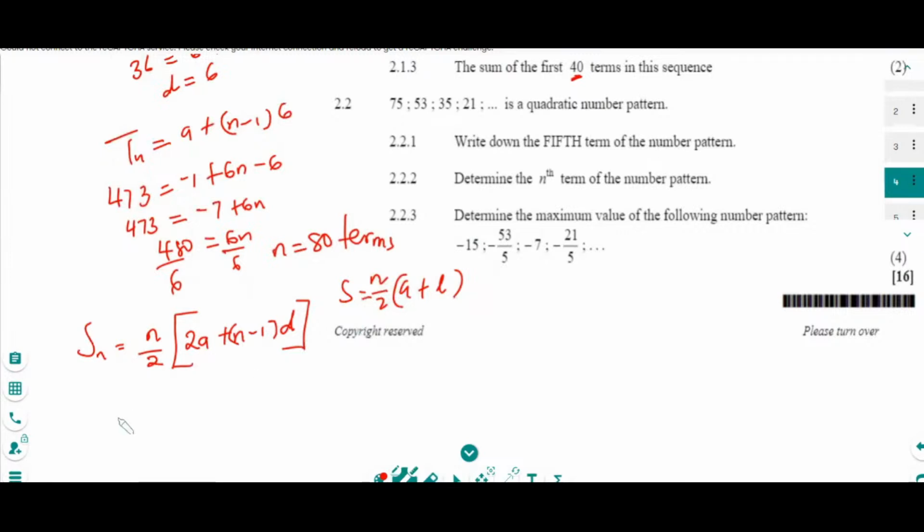So S40 is going to be 40 over 2 into 2, remember, our first term was negative 1, plus 40 minus 1, that's 39, and then we multiply this by 6. As soon as you've shown us the formula you're using and the substitution, we expect to have an answer by the next step because we don't have time to waste. So that is 4640, if I punch that into my calculator.